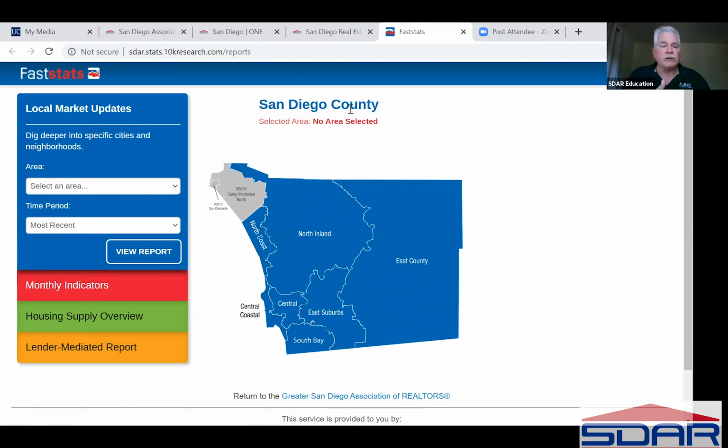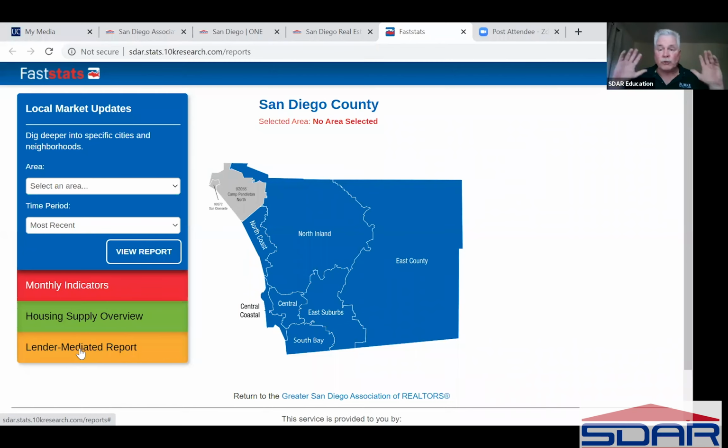If you look on the left side of your screen, you see local market updates. Underneath it, you see monthly indicators. Underneath that, housing supply overview, and underneath that, lender mediated report. So let's talk about that. You've got a couple of ways. Once I've gotten into here, now I've got to pick the area that I want to work.